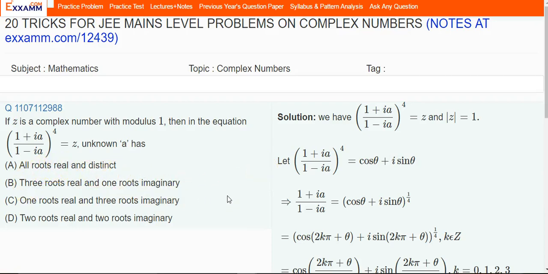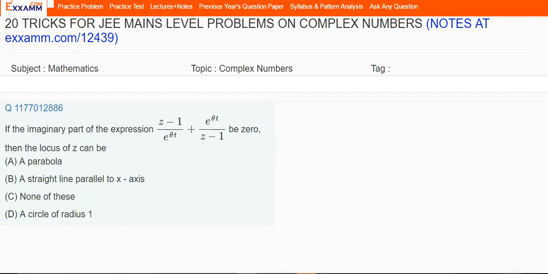So this is a beautiful problem. We have selected this problem to explain how to proceed in case modulus of z has been given to be equal to 1. In this problem, the imaginary part of this particular expression, whatever the whole expression evaluates to, is given to be equal to 0, and we have been asked to find what the locus of z can be.